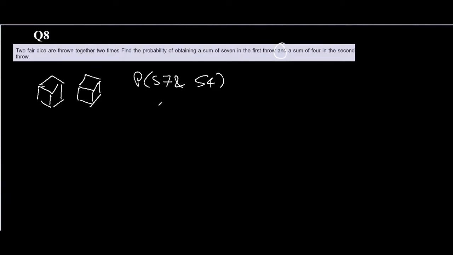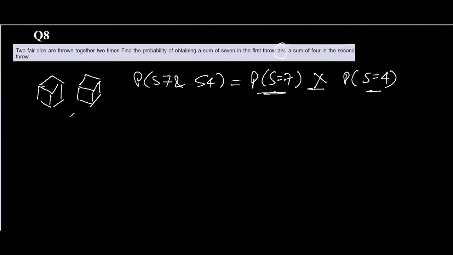We need to see if the second throw is independent of the first throw. Of course, if we throw it for the first time and we get something, it does not affect what comes later. So basically, if they are independent, we can simply say probability of sum of 7 multiplied by probability of sum of 4. So we just have to multiply sum of 7 with sum of 4 in 2 throws.